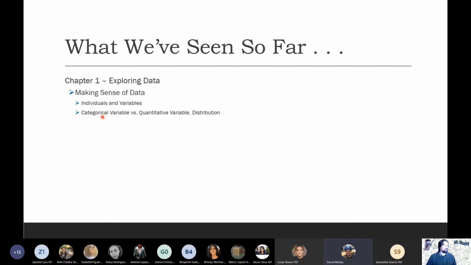Categorical variables are like categories, like being male or female. Those are categories. I can't find an average for those things. A quantitative variable is something that is numerical, and I could calculate an average if I wanted to.